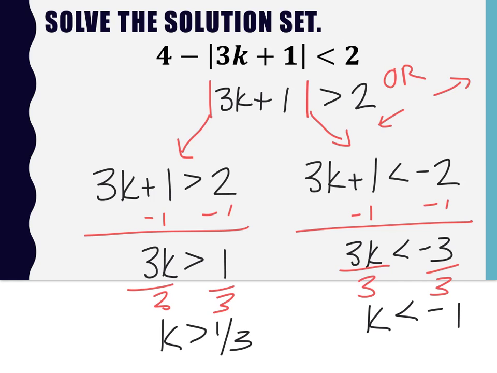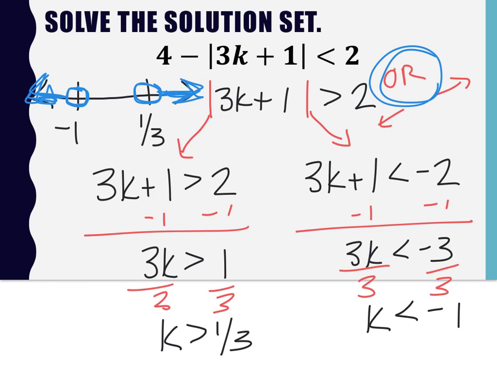So now I want to graph this on a number line. I'll do it up here. My two numbers are negative 1 and positive 1/3. Neither of them are equal to, so it's open circles at both numbers. This says k is greater than 1/3, so all the numbers bigger than are this way. And this one says k is less than negative 1, so all the numbers less than are this way. And remember I said it was going to be an or statement, and that ended up being true. Remember, or is out. Okay?